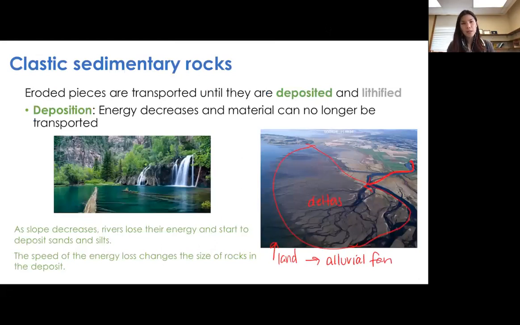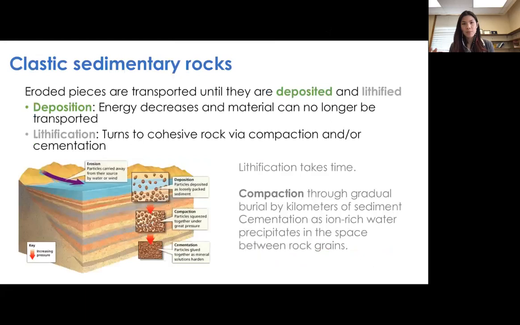So this is the first step in creating clastic sedimentary rock. However, as they're deposited, they're just loose material. They haven't become compacted and consolidated yet. And so this is that second process, lithification, that's really needed to create that sedimentary rock. So lithification is basically the process by which we take that deposited material and turn it into a cohesive rock via compaction and cementation.